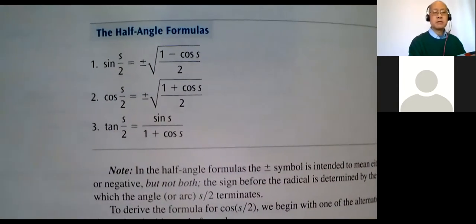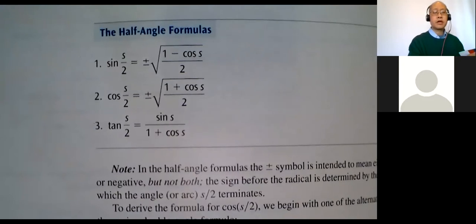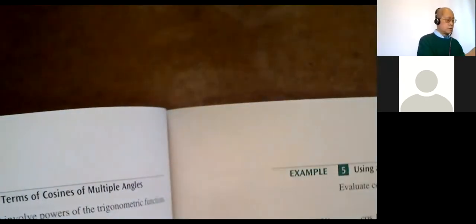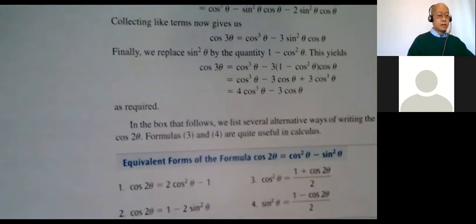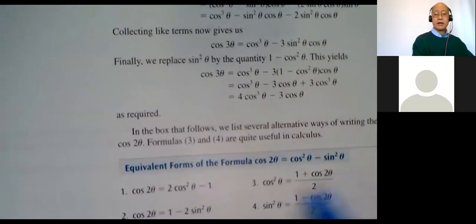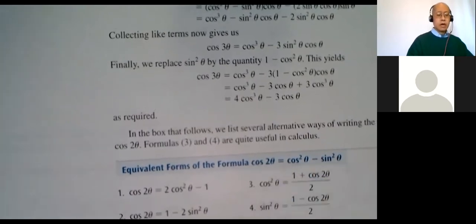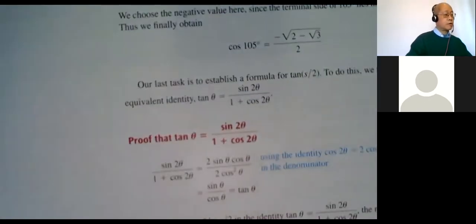On page 614, half angle formulas: sine of s over 2 equals plus or minus the square root of 1 minus cosine s over 2. Number 2, cosine of s over 2 equals plus or minus the square root of 1 plus cosine s over 2. How did you get that? You basically just take the square root of equations 3 and 4. This angle is half that, so they said s over 2 here, s here, s over 2 here, s here. When you do a square root, you have to consider plus or minus, so you have to figure out what quadrant you're in to determine whether you have a positive or negative.